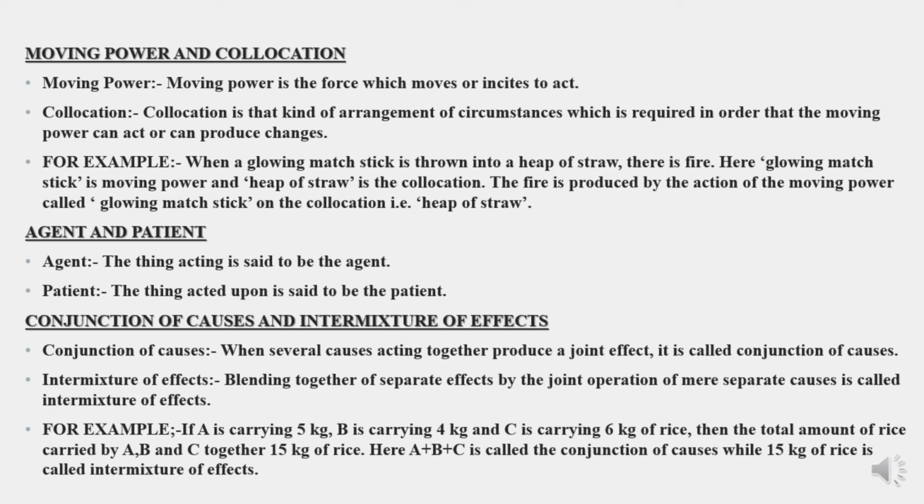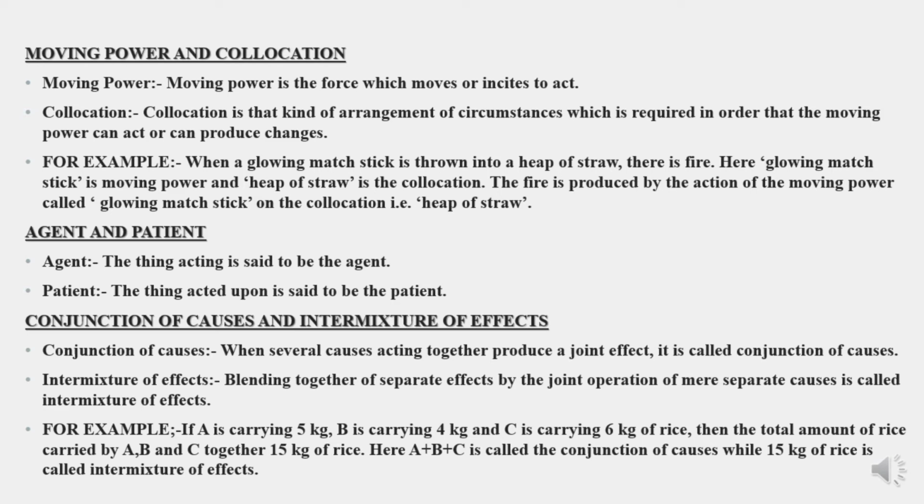For example, when a glowing matchstick is thrown into a heap of straw, there is fire. Here, the glowing matchstick is the moving power and the heap of straw is the collocation. The fire is produced by the action of the moving power, the glowing matchstick, on the collocation, that is, the heap of straw.